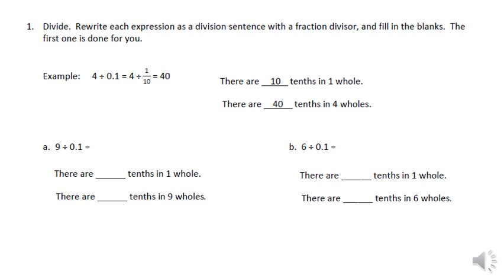And we know that there are, as the example up here shows, 10 tenths in one whole. So if there's 10 tenths in one whole, that means 9 wholes, there would be 90 tenths. And over here, if there were 10 tenths in one whole, that was 6 wholes, there would be 60 tenths.